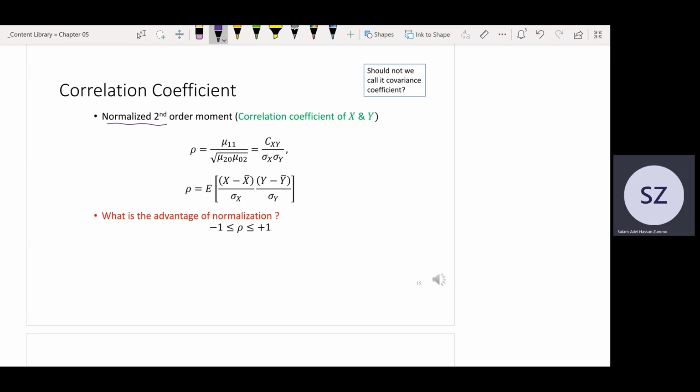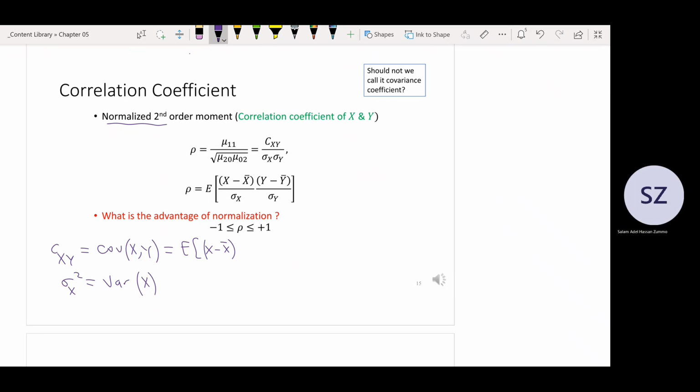Let's remember what the covariance was, CXY. And by the way, we call it covariance between x and y. Let's remember the variance, sigma x squared. In many cases we call it variance. So the covariance between x and y, in many cases we write it as cov, not COVID. Short for covariance. Now this is the expected value of x minus x bar, times y minus y bar.